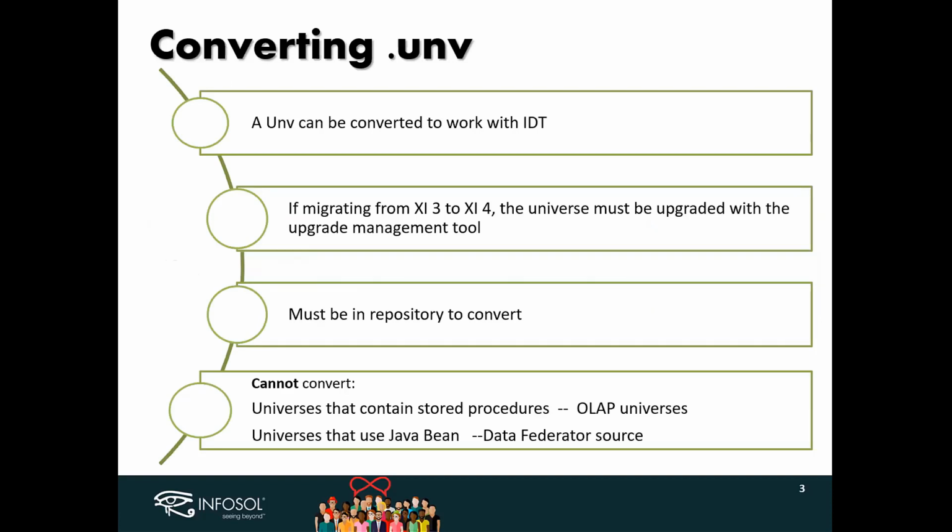So first, let's focus on conversion of the universe. The easiest way to do that is you can simply pull up your Information Design Tool, which is a new tool. And the tool allows you to select the .unv files and convert them. It's a very, very straightforward process. I'll show you in a bit, but yeah, you use the Information Design Tool.